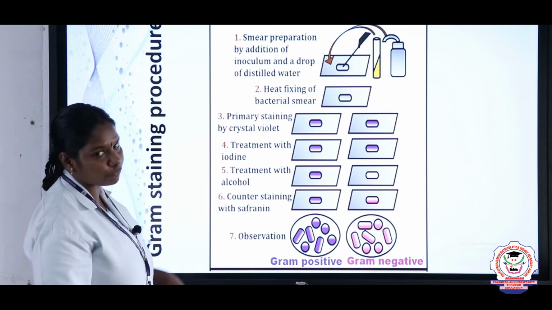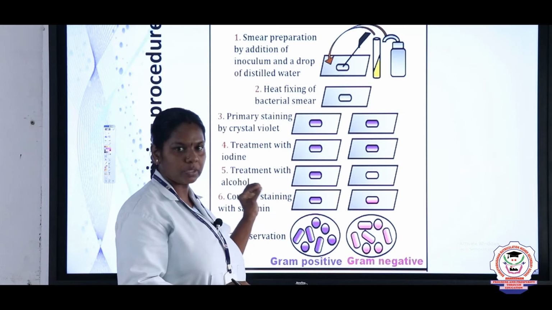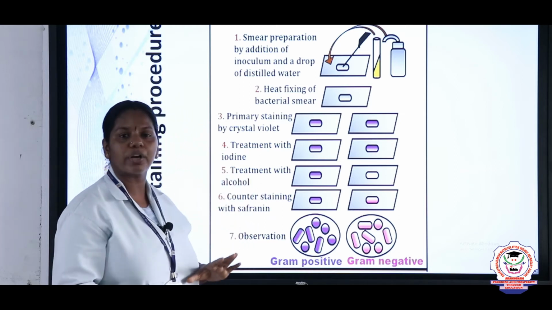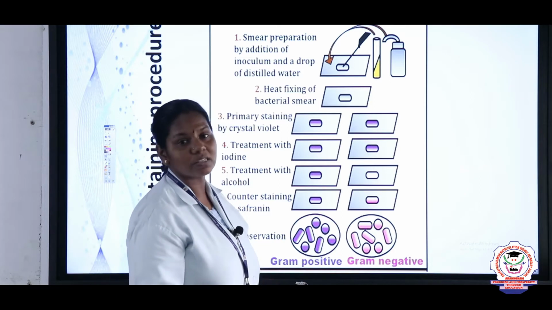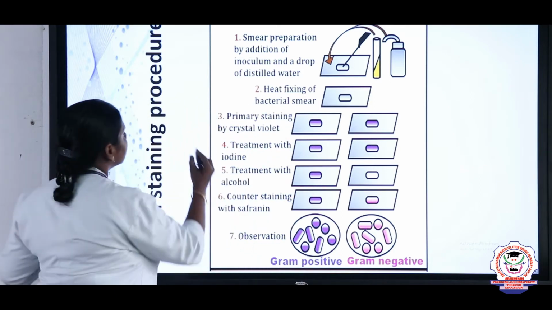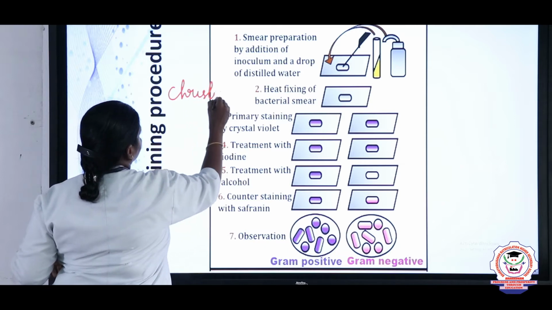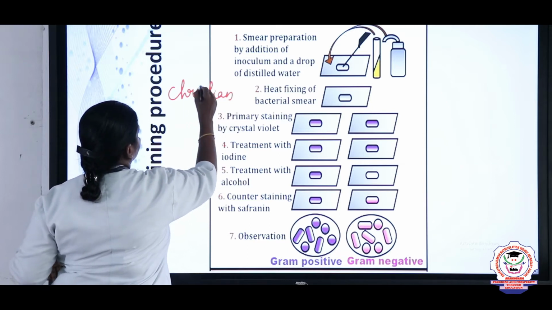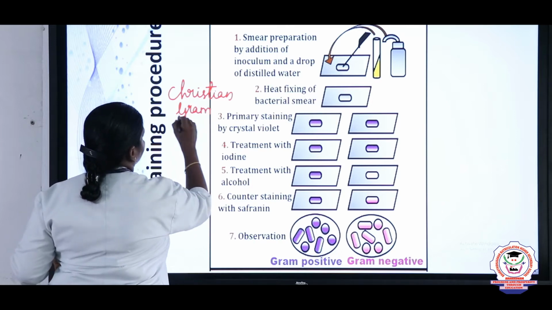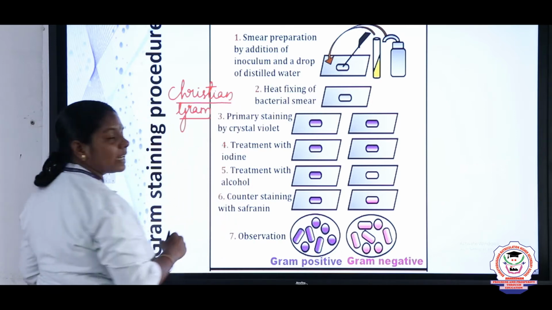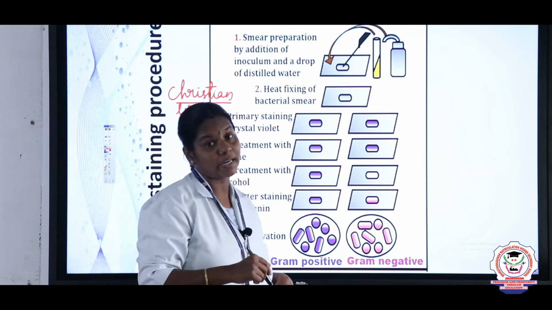It is given with a flow chart, and it is very easy to listen to and to study. First we are going to study how it is prepared and why it is called gram, because it was found by the person Christian Gram. What was the name of the person? Christian Gram. Based on the color of the stain, we can classify them into gram positive and gram negative.